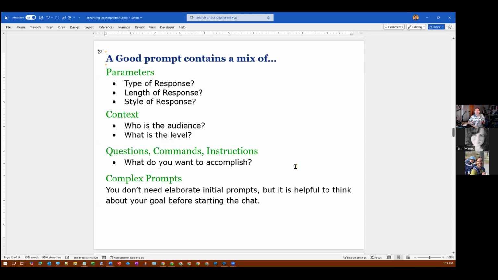So if you are writing a prompt, you want to think about what type of response that you want. That is one of our parameters. What is the length of the response that you want? What is the style of the response? Do you want a bulleted list?